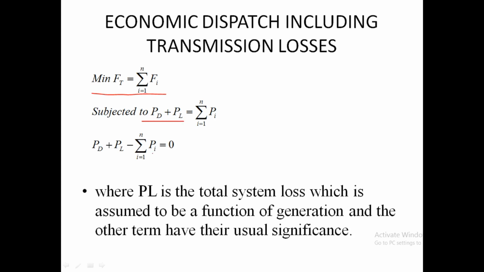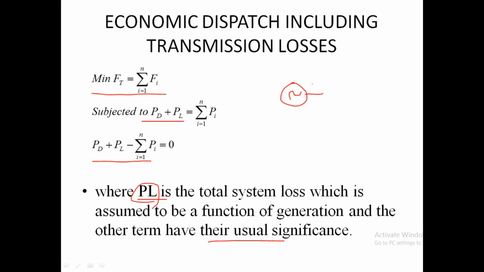So the condition will become Pd plus PL minus sigma i equal to 1 to n of pi equal to 0, where PL is the total system loss, which is assumed to be a function of generation, and the other terms have their usual significance. All the other terms we have defined earlier. The only new term here is PL, which was not defined earlier. PL is the transmission line loss.